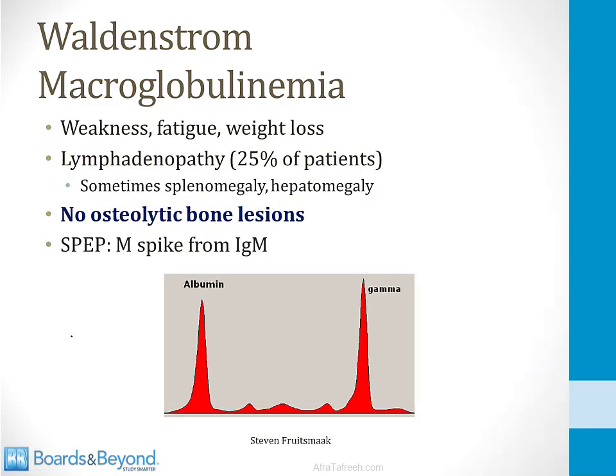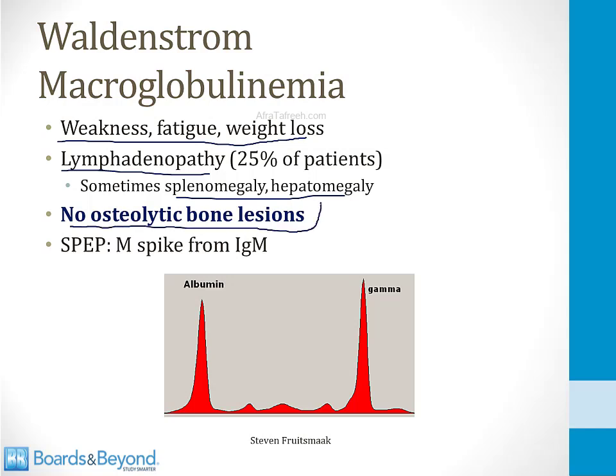minute. The general features of this disorder include weakness, fatigue, and weight loss, and these are all symptoms you would expect in a patient who has a form of lymphoma. In addition, about a quarter of patients develop lymphadenopathy, sometimes splenomegaly or hepatomegaly. Importantly, however, there are no osteolytic bone lesions associated with Waldenstrom macroglobulinemia, and this is a key distinction between this plasma cell disorder and multiple myeloma. If you do an SPEP in this disorder, you will see an M spike just like in multiple myeloma. However, if you characterize the M spike, you will find that it's coming from IgM, not IgG or IgA or light chains as is seen in multiple myeloma.